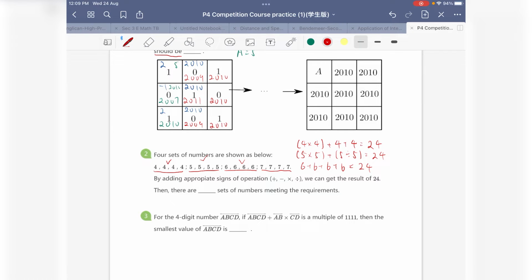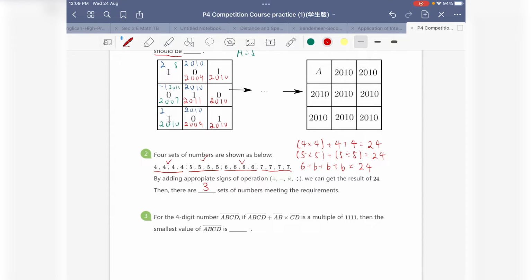Now what about the fourth set? Unfortunately, the fourth set is difficult and actually it's impossible for us to get 24 on the dot using 4 sevens and all the possible operations. So that's why there are only 3 sets of numbers meeting the requirements over here.